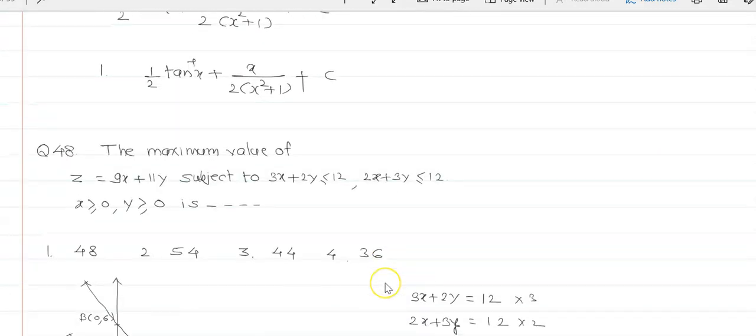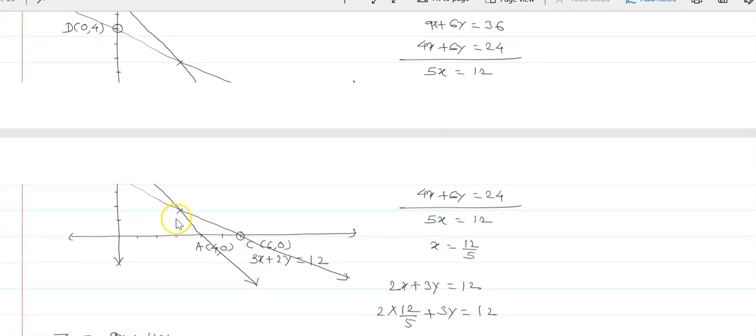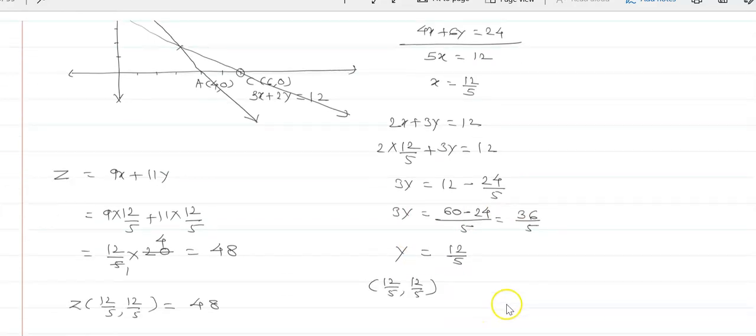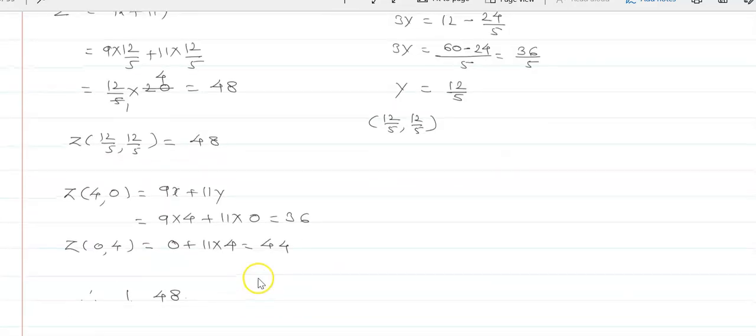Again, see this here. This is the point of intersection. X is equal to 12 upon 5, y is equal to 12 upon 5, and check it. At 12 upon 5, we have the 48. Z at (4, 0): its coordinates, x is 4, y is 0, we'll get 36, and at (0, 4), 44. Option first is the correct one, which is 48.